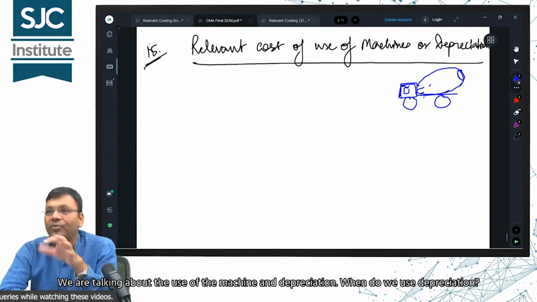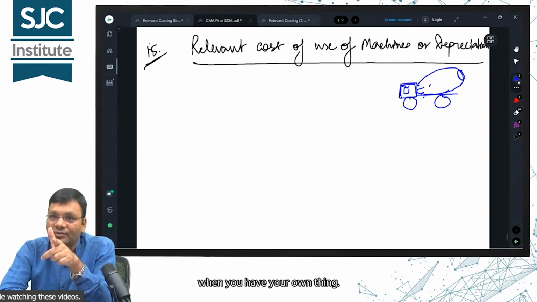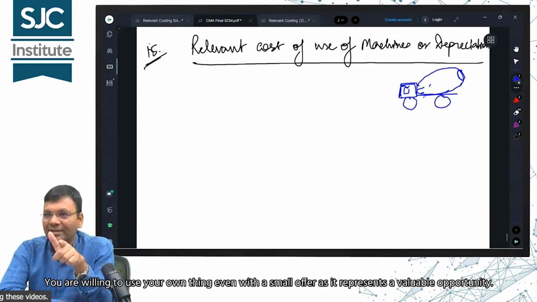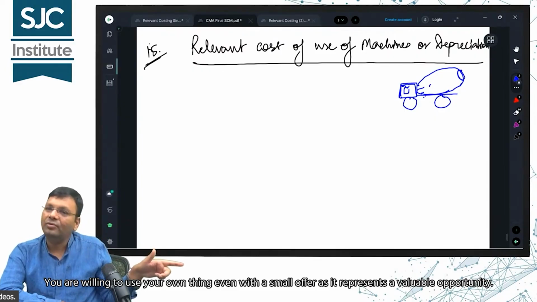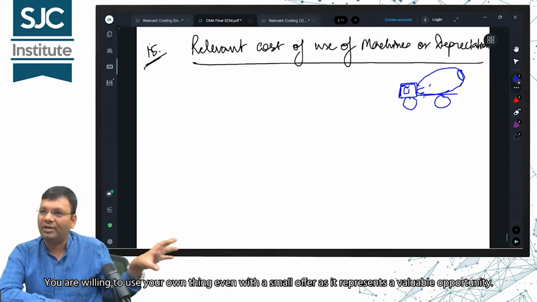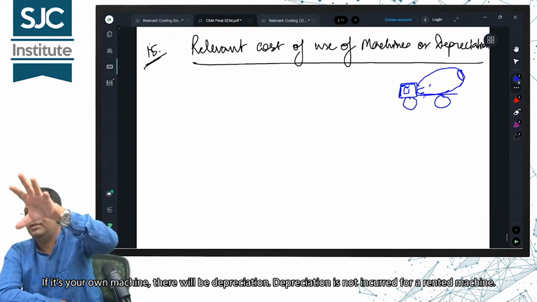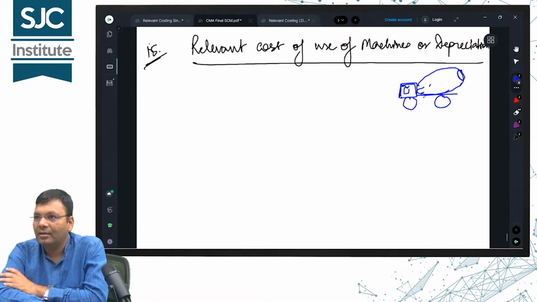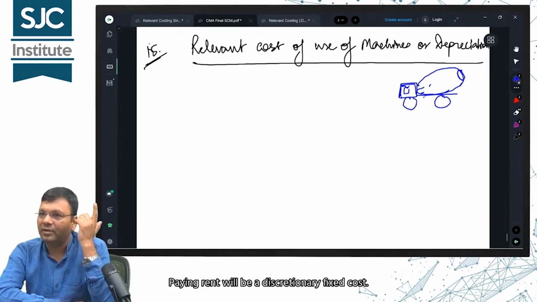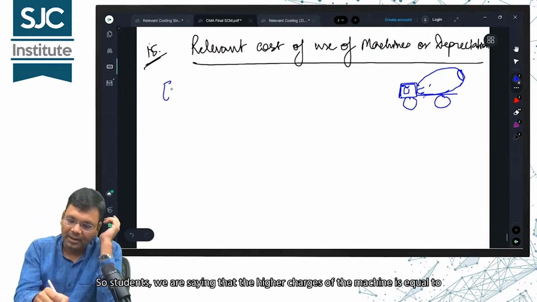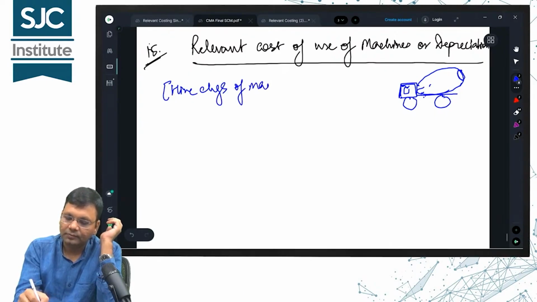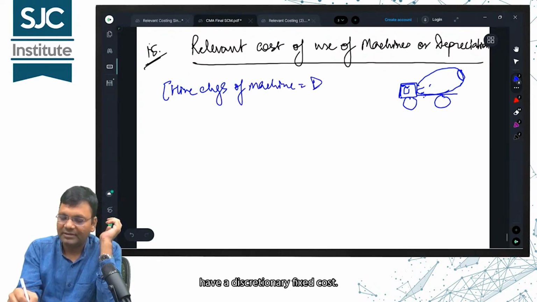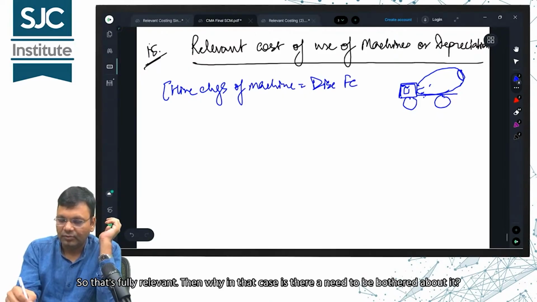When do we use depreciation? When you have your own thing. You are willing to use your own thing even with a small offer, as it represents a valuable opportunity. If it's your own machine, there will be depreciation. Depreciation is not incurred for a rented machine. Paying rent will be a discretionary fixed cost. Understood? So students, we are saying that the hire charges of the machine are a discretionary fixed cost. So that's fully relevant.